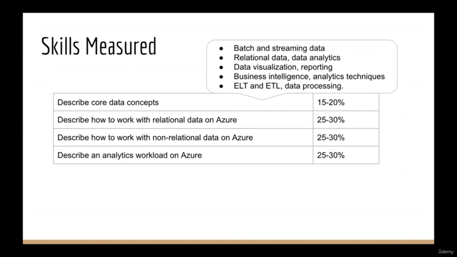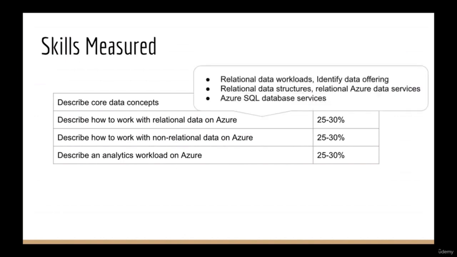The second topic of the DP-900 exam is on working with relational data on Azure, and it covers 25 to 30% of the exam questions. It comprises relational data workloads, identifying the right data offering for a relational workload, and relational data structures such as tables, indexing, and views. It also talks about relational Azure data services, Azure SQL database services, including Azure SQL Database, Azure SQL Managed Instance, and SQL Server on Azure Virtual Machines.